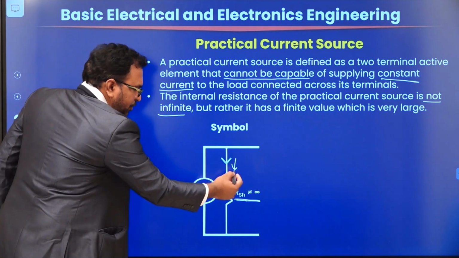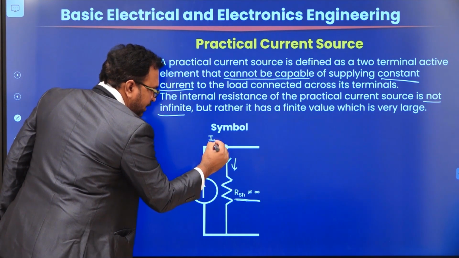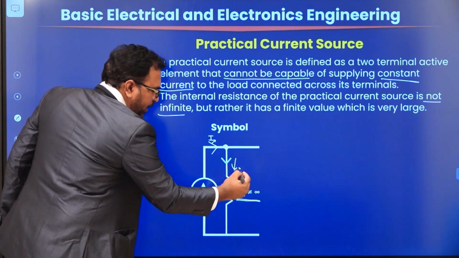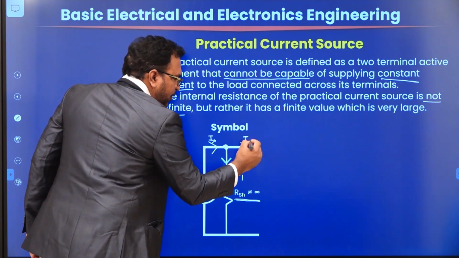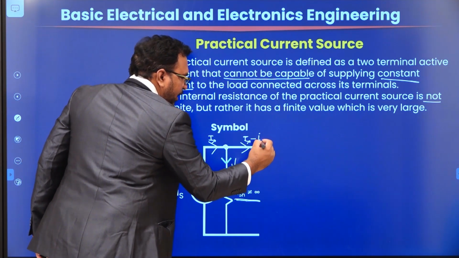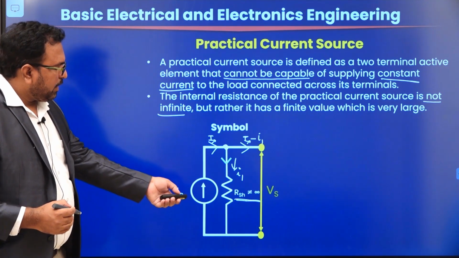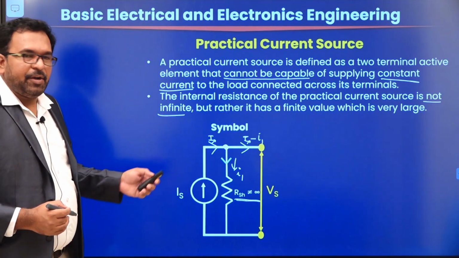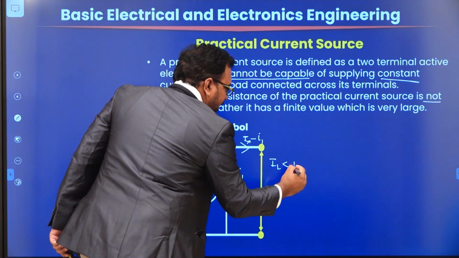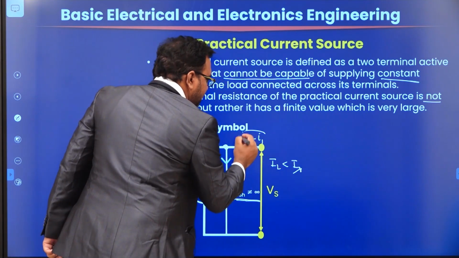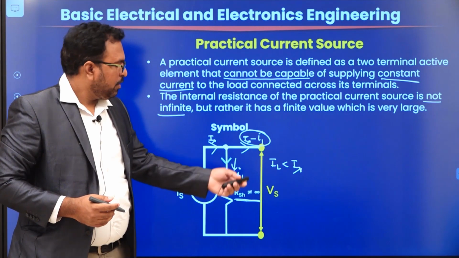If some current flows through this, what happens at this point? The current coming from the source is Is. If a small amount of current I1 flows through this, what is the current flowing through the load? It is obviously Is minus I1. That means whatever may be the voltage across the terminals, the current is going to be reduced. Here the current IL is always less than Is, because Is minus I1 is the current that is coming to the load if you connect any load here.